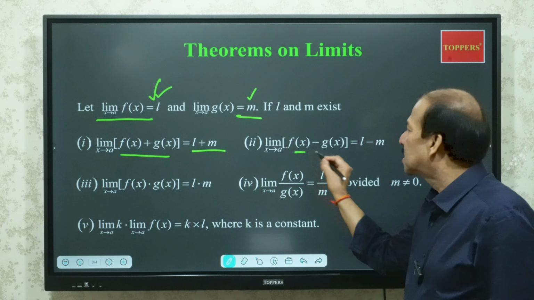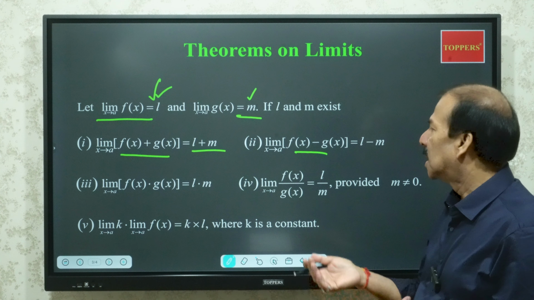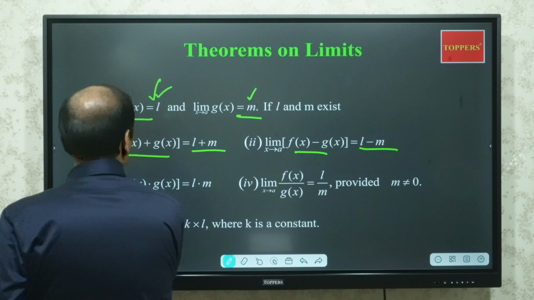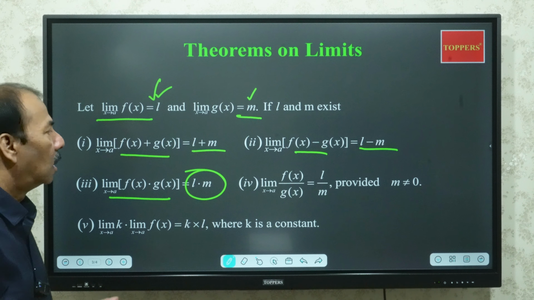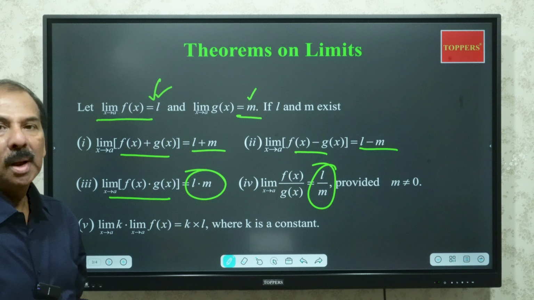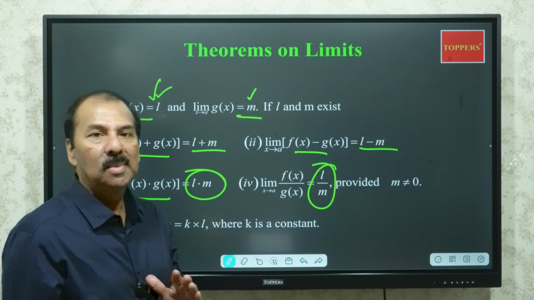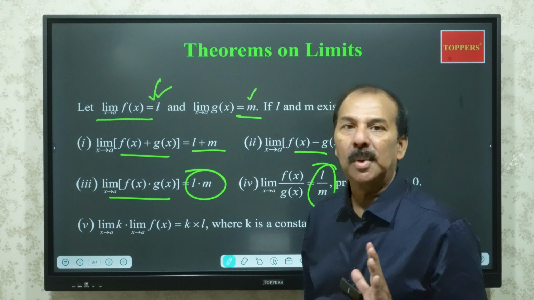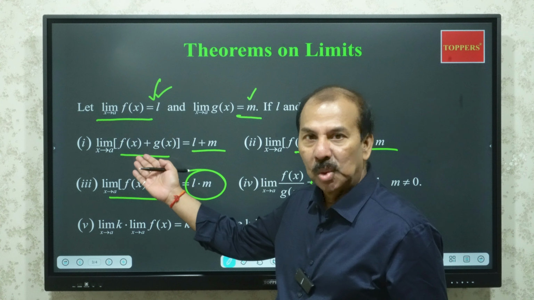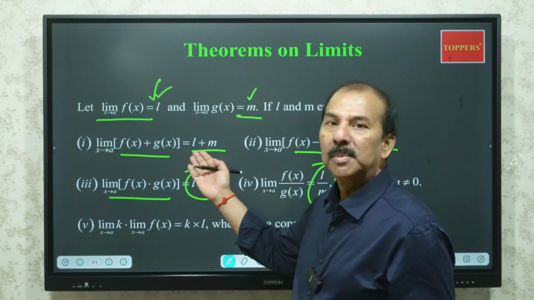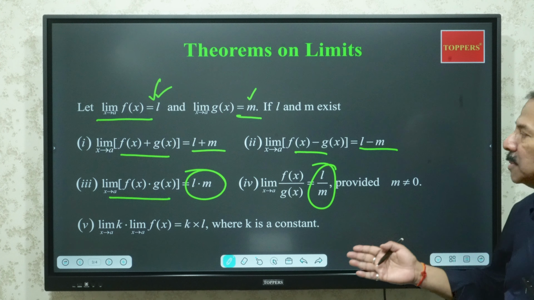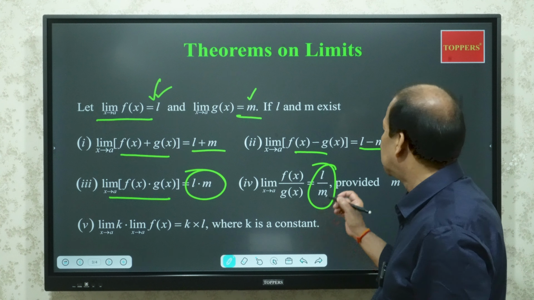Similarly, if you have subtraction, the limit of f of x minus g of x when x tends to a will be the same as L minus m. Product of this, here also it is L into m. Division of f of x upon g of x will be L upon m. So you can conclude, suppose two functions f of x and g of x are known when x tends to a, then the limiting value of the addition of those two functions will be equal to the sum of the limiting values of the individual functions, L plus m. Subtraction is just L minus m. Product will be L into m, and division L upon m.